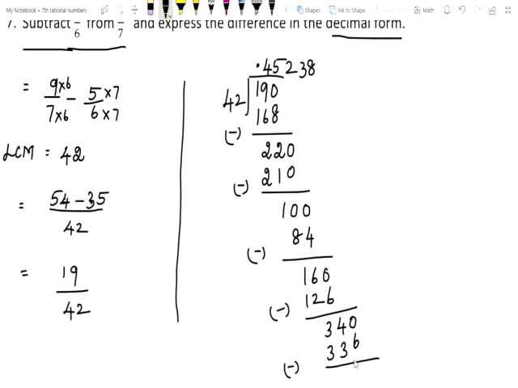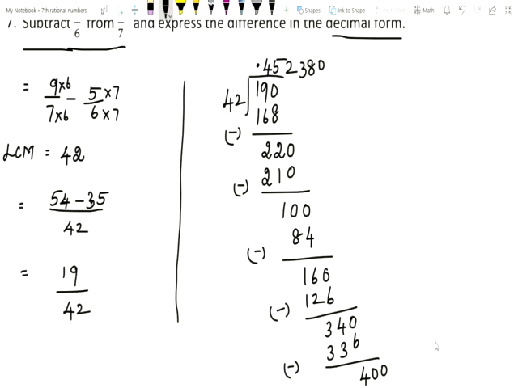340 minus 336 is equal to 4. If you subtract this, what will you get? 4. So 4 by 42, we can't divide. So you add 1 0. Now it becomes 40. 40 divided by 42 we can't do. So you add 1 0 to the quotient place and add 1 0 here. Okay. Now it becomes 400.